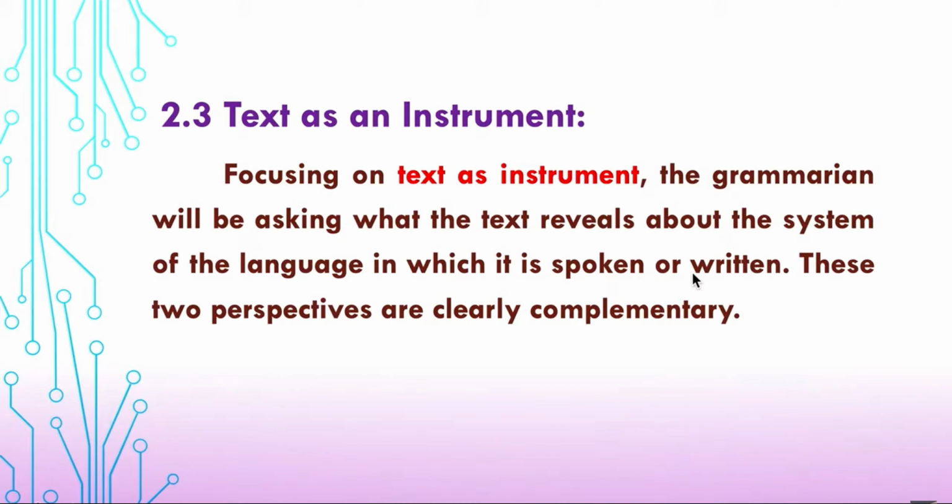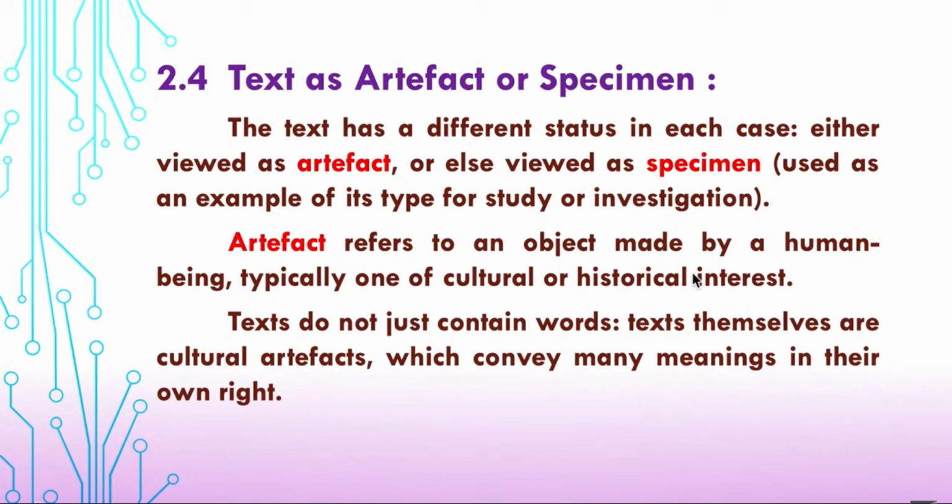Go to the next page. Text as artifact or specimen. Let us read. The text has a different status in each case, meaning a different position in each case. Either viewed as artifact or also viewed as a specimen, used as an example of its type for a study or investigation. Look here, you have two meanings, artifact and specimen. Here the meaning is given. Artifact refers to an object made by a human being, typically one of cultural or historical interest.